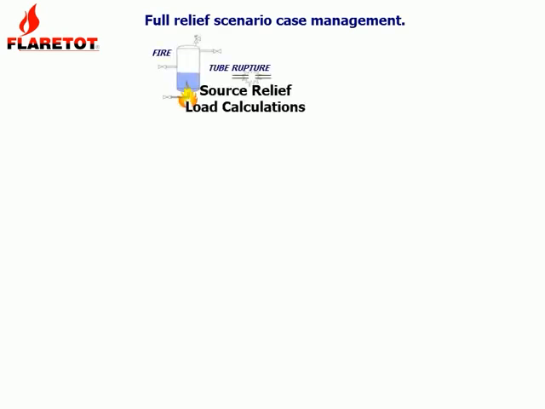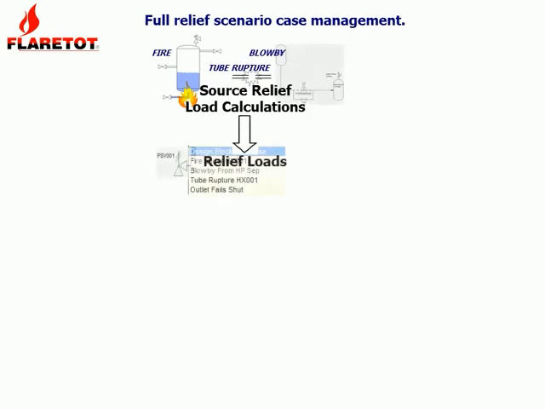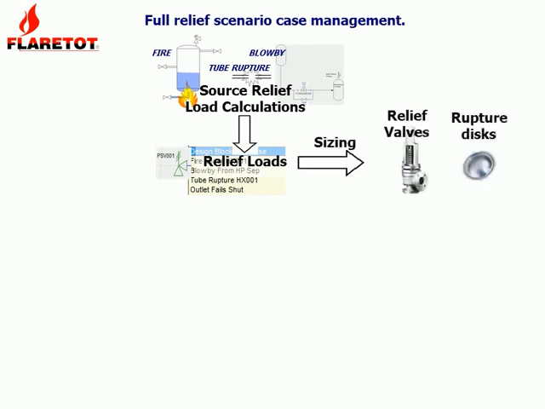flaretot supports full case management, from relief loads through to overall plant incidents. Each network source has multiple cases, based on a specified load or a linked relief load calculation. Calculations for fire, tube rupture or control valve gas blow-by are available. The source relief loads can be used to size relief valves and rupture disc installations.